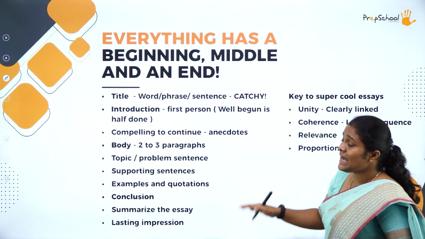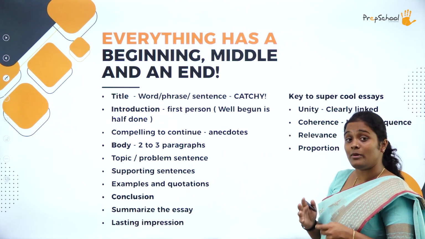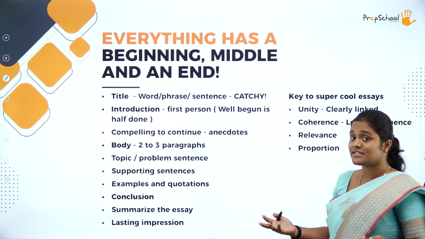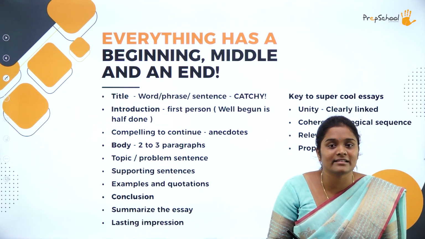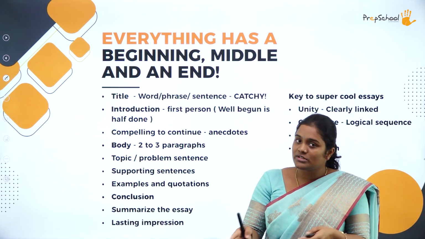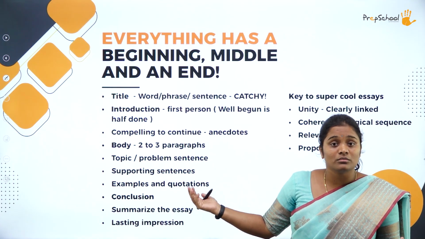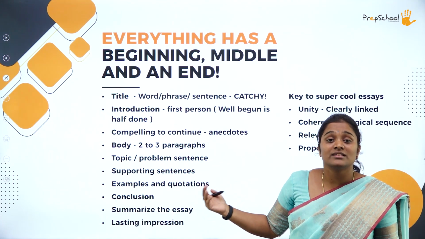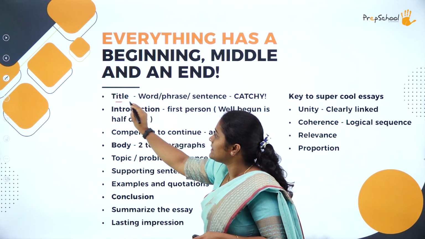Now, everything has a beginning, middle, and an end. What am I talking about here? Am I talking about a book? Am I talking about a process? I am talking about the anatomy, the structure of essay writing. That's what we do, right? I introduce you to 5 W's and 1 H. What, why, when, where, and then we have to come to how. How do we do it? What is the structure? First up, every essay has a title.